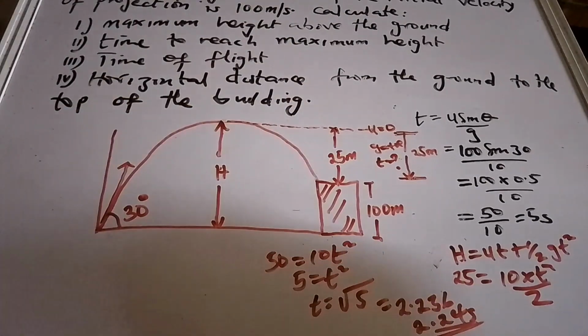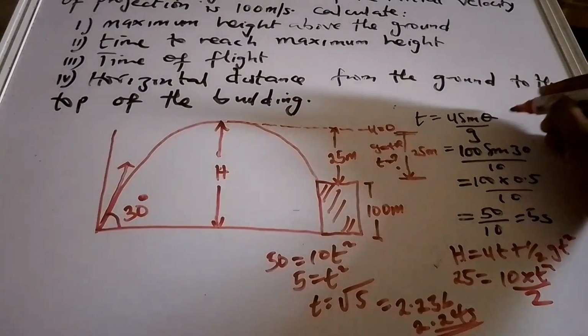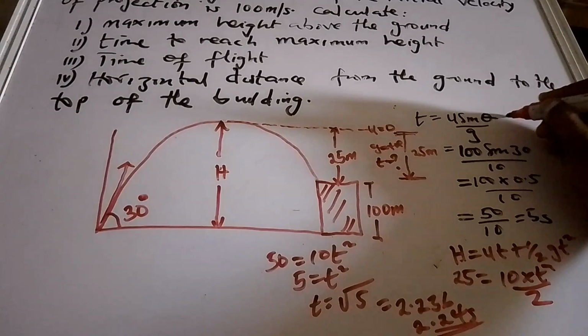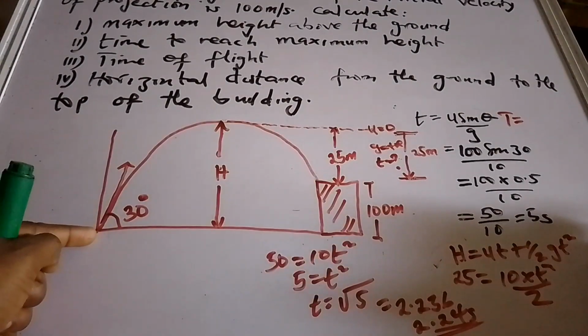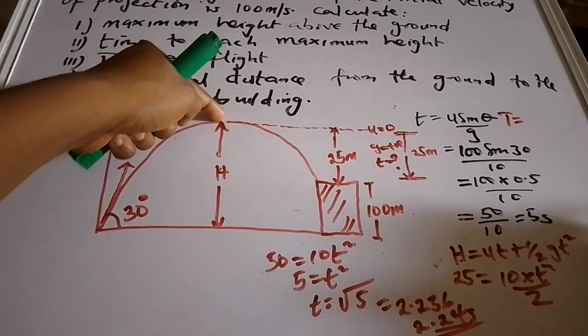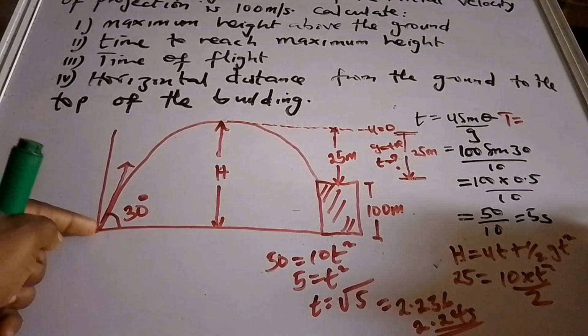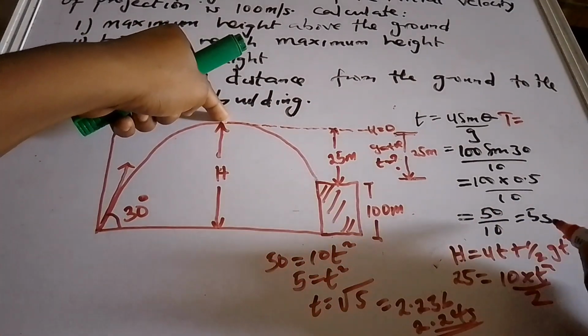So the time of flight of the ball that we are looking for, our t is going to be the time it takes to go here plus the time it takes to come to this level. So the time it takes to reach maximum height, that one is 5 seconds.